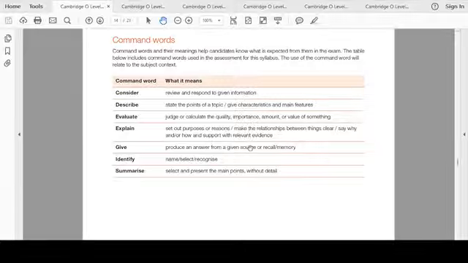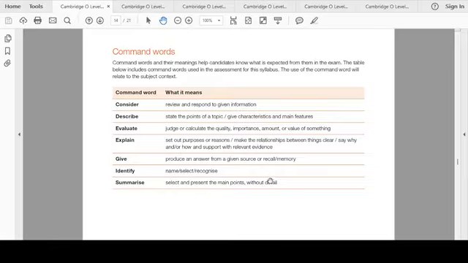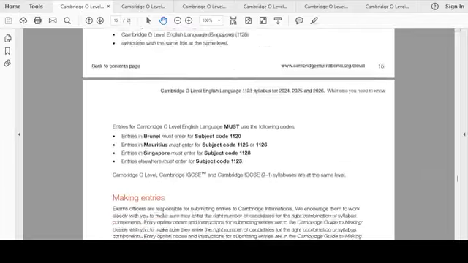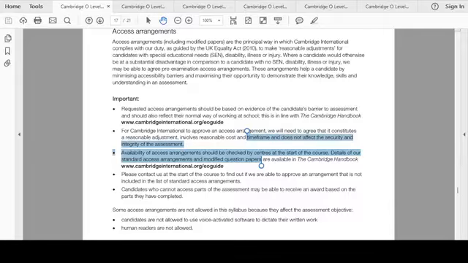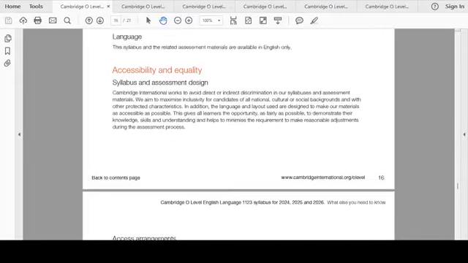Give, so just produce an answer. Identify, name, select or recognize. Summarize, select and present the main points without detail. So that's basically a summary question without detail. And that's all the important stuff from the syllabus.